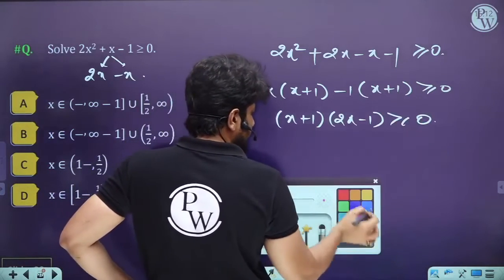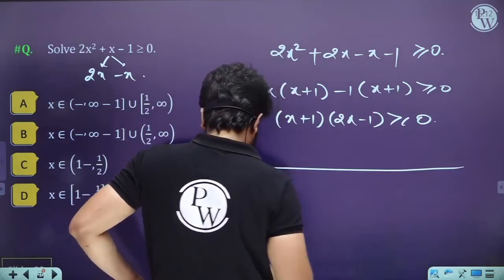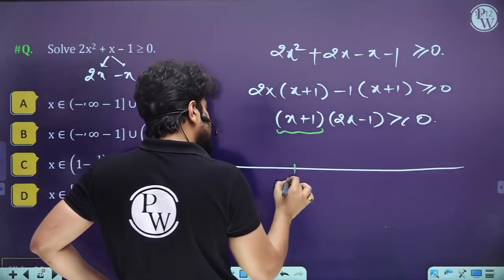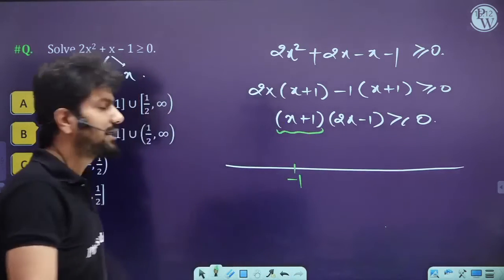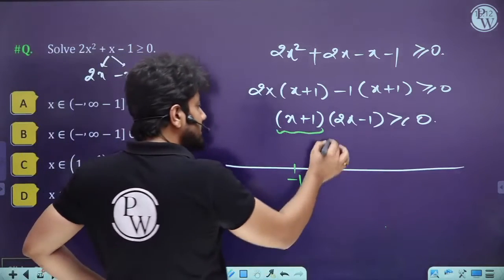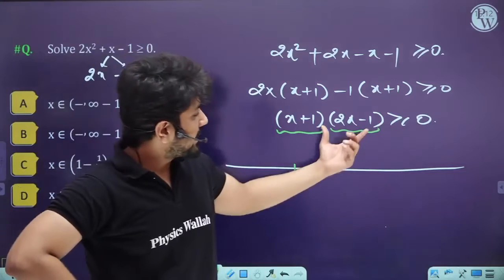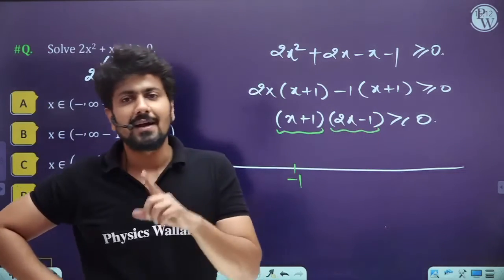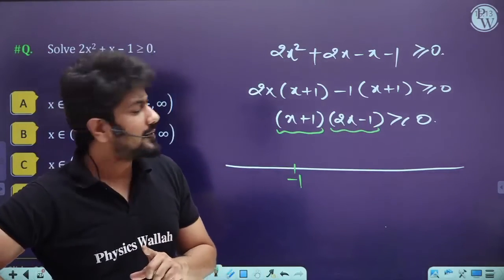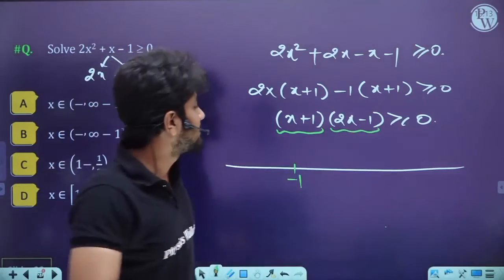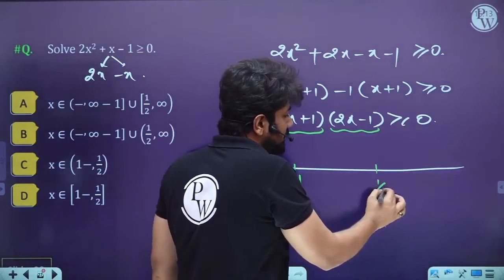Again, form a number line. Mark the critical points. The critical point for this factor is minus 1. This factor changes its sign about minus 1. This one changes its sign at which point? 2x minus 1 will become 0 at x is equal to 1 by 2. Right? 2x minus 1 becomes 0 at x is equal to 1 by 2. So this factor changes its sign about 1 by 2.